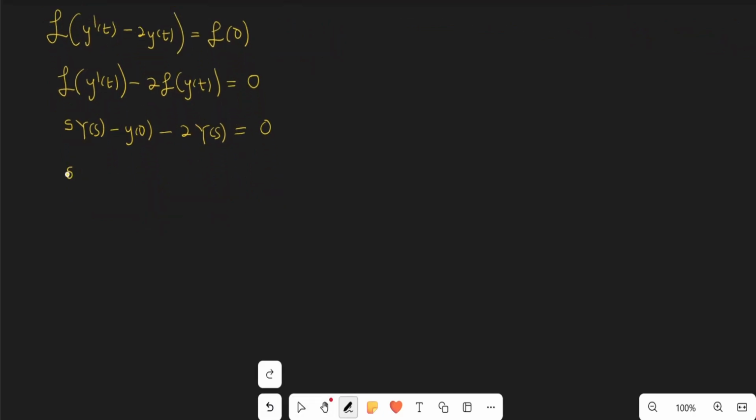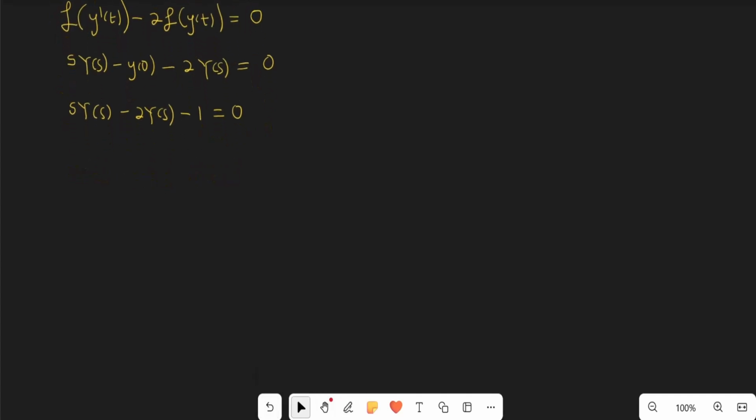And now we are going to have s Y of s minus 2 Y of s, right? And now we have minus this one is 1. So that is going to be 1, and that is equal to 0. Now you can take negative 1 to the other side, and you can factorize Y of s out here. So this one is going to be s minus 2 times Y of s, and this is equal to 1. So let's isolate Y of s. We can divide both sides by s minus 2, and Y of s is going to be 1 all over s minus 2, like this.